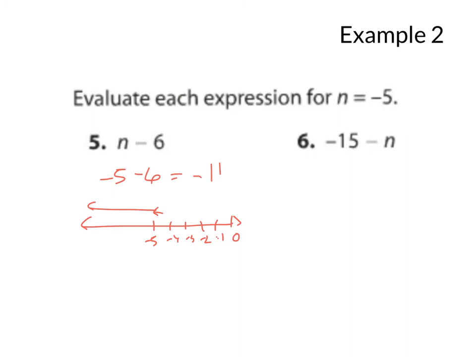For number 6, I would write the problem like that. Backwards 15, and then backwards negative 5. Or I could read this as backwards 15 and the opposite of negative 5. Well, I know that the opposite of negative 5 is actually positive 5. And so that would be backwards 15 and then forwards 5, which would end up being backwards 10. Moving on in 3, 2, 1.